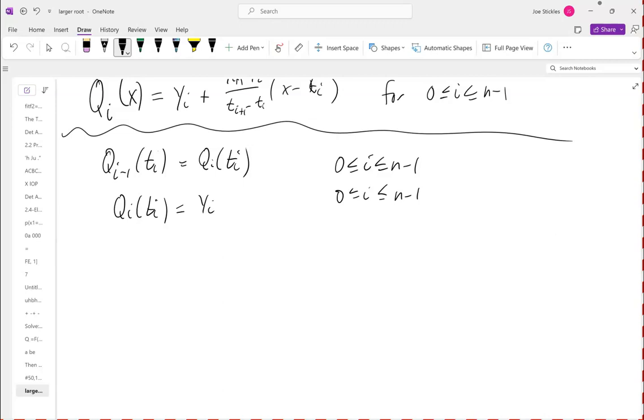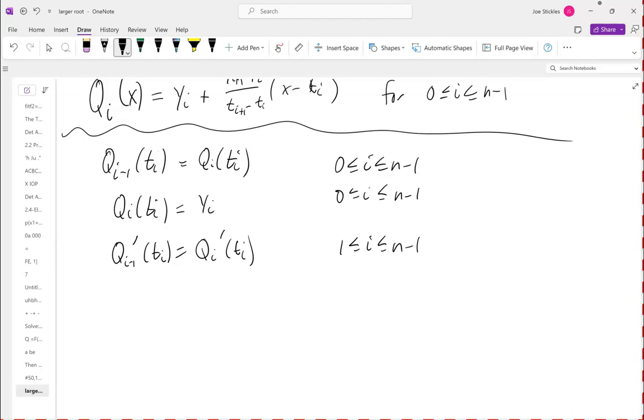Okay. The last thing we need, if we're doing quadratics, is the derivatives to match up in the middle, correct? So we need q_{i-1}'(t_i) to equal q_i'(t_i). But does this start at zero? No, we don't care what happens at that left endpoint, right? This is only from one to n minus one.